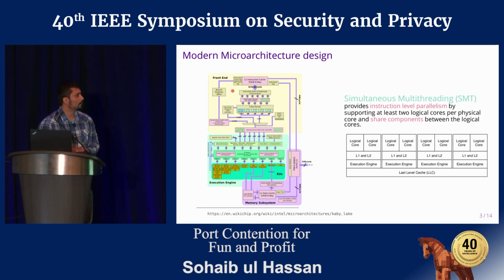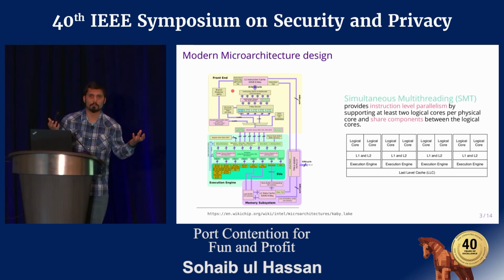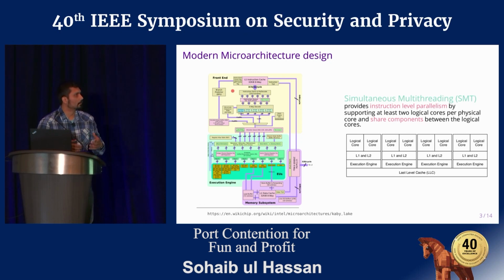On the instruction level parallelism, we can either have two different physical cores, like we can replicate the physical core, or we can use simultaneous multithreading. The idea of SMT is to have two logical cores per physical core, where each logical core has its own architecture state, some set of registers, and they share some of the components of the physical core, such as the L1, L2 cache and execution engine in this example here.